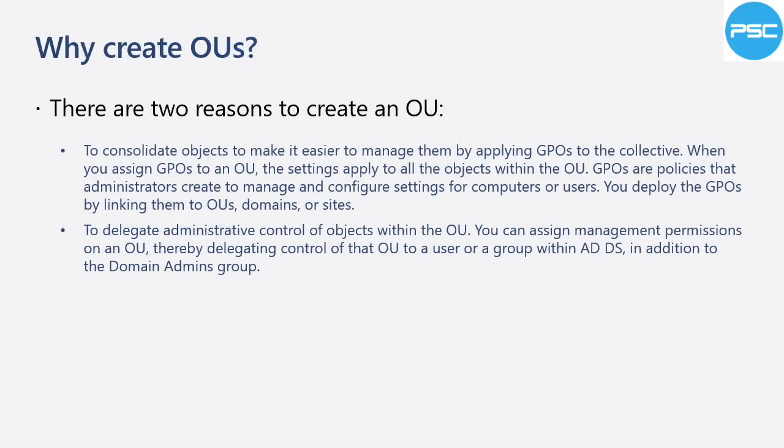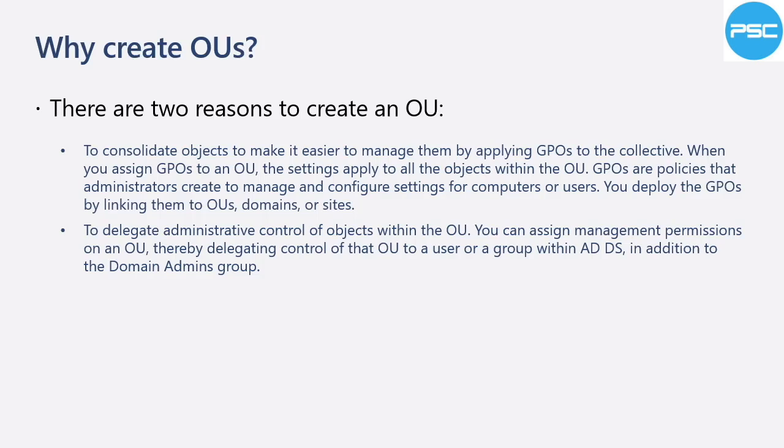There are two reasons to create an OU: to consolidate objects to make it easier to manage them by applying GPOs to the collective. When you assign GPOs to an OU, the settings apply to all the objects within the OU. GPOs are policies that administrators create to manage and configure settings for computers or users. You deploy the GPOs by linking them to OUs, domains, or sites. The second reason is to delegate administrative control of objects within the OU. You can assign management permissions on an OU, thereby delegating control of that OU to a user or a group within ADDS, in addition to the domain admins group.